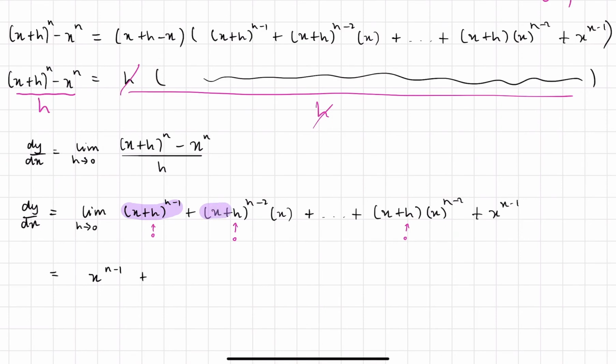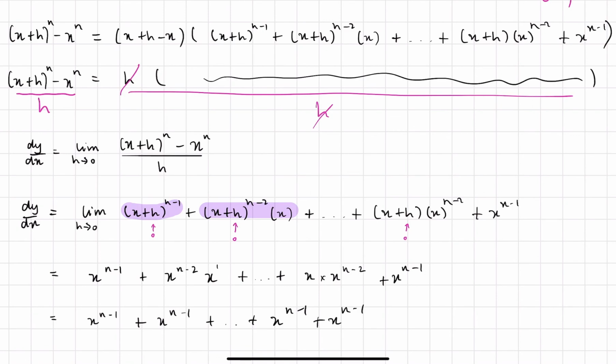If you look at the next one, it's going to be x^(n-2) times an x. Let's just not write times, let's just write this. Plus dot dot dot. We have x multiplied by x^(n-2), plus x^(n-1). Now if you multiply these, if you add the indices, we get x^(n-1). All of these powers are going to be n - 1. Oh my god, we have a like term.